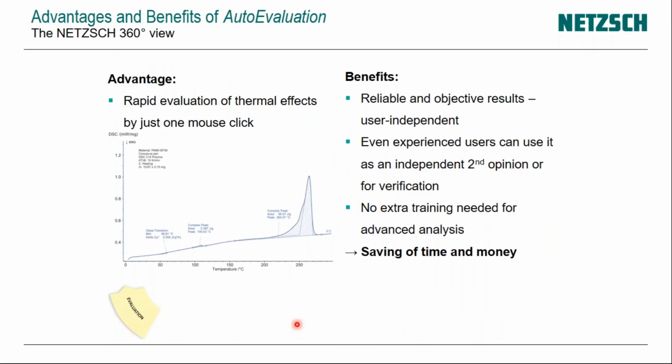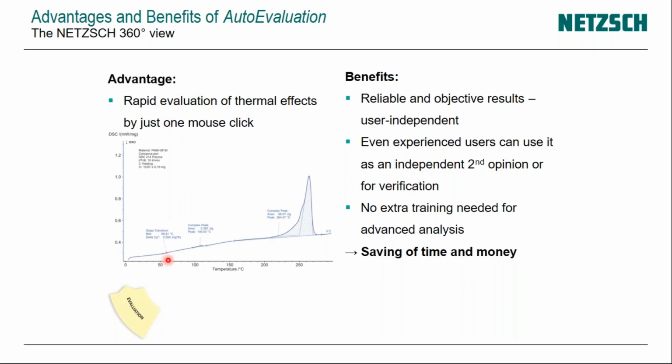Okay. Auto evaluation. Now this is a very useful tool of our software. Before this software was being used, the user would sit and analyze the graph. He would look at the various transitions, refer to some manuals and books and find out what these different transitions are that are happening in the graph. But by using the auto evaluation software, which is supplied with our DSC, you can do the rapid evaluation. Just with one mouse click, you can get the auto evaluation results here.